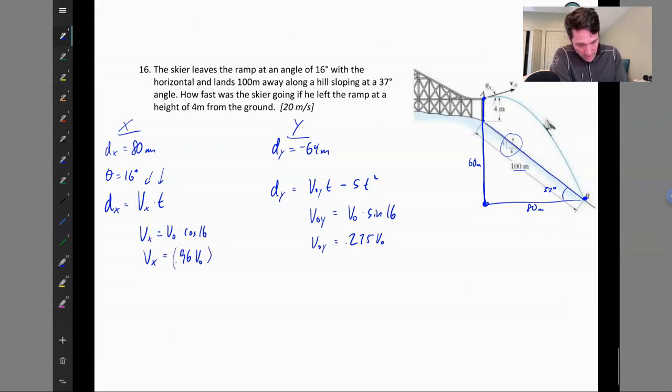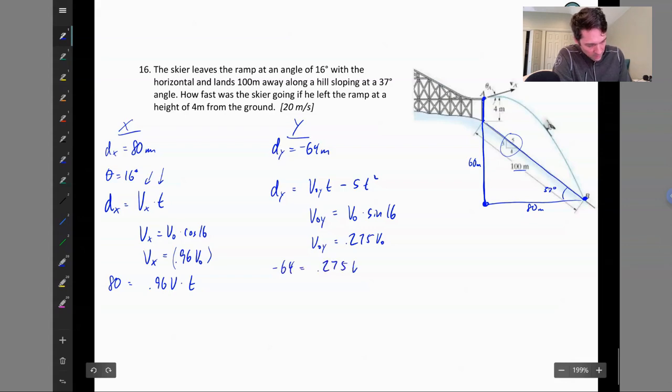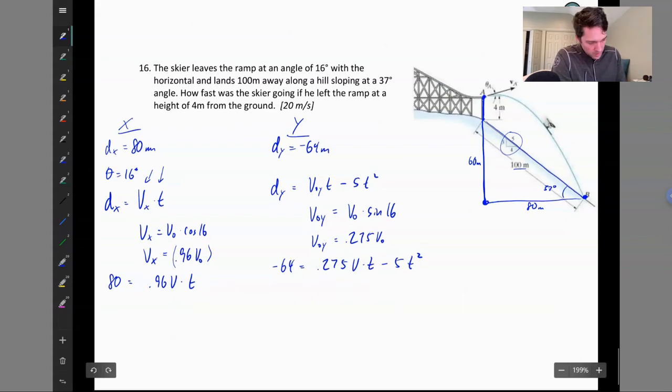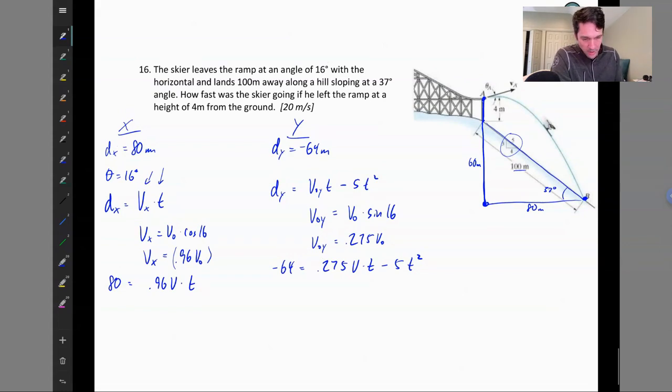So in the x direction, I can say that my displacement in the x direction, 80, equals 0.96 v times t, and in the y direction, my displacement, negative 64, equals 0.275 v times t minus 5t squared. So I've got v and t in both of these equations, and this is the point where I'm just about ready to plug one into the other. Of course, I need to solve for one in order to plug it into the other. I'm going to solve for t. So 80 over 0.96 v equals t.